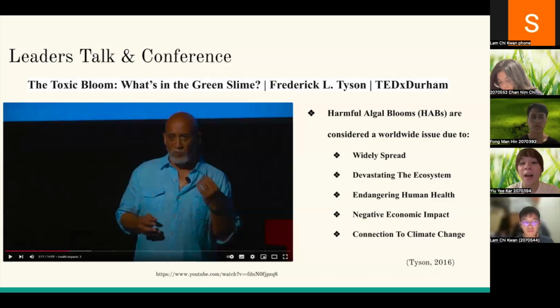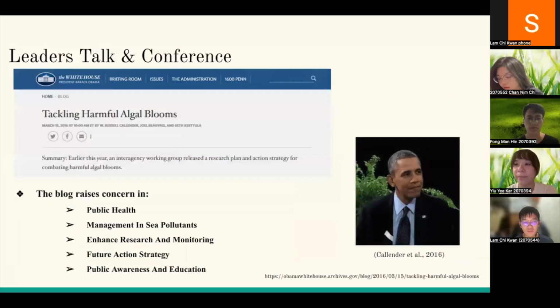And moreover, algal blooms are considered a climate change connection, as algal blooms are often linked to climate change and nutrient pollution, both of which are global challenges that require international cooperation and solutions. And other than the academic field having a huge focus on the problem, the political field also has a huge focus on the algal bloom problem.